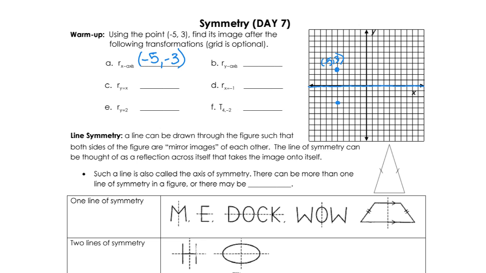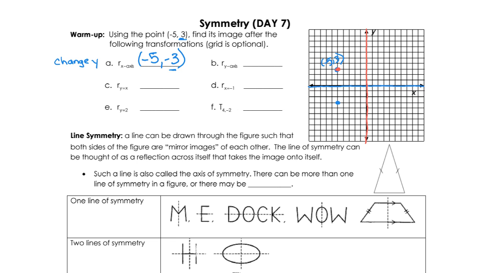Okay, remember the rule for reflecting in the x-axis is you actually change the y coordinate. Okay, so the 3 now becomes a -3. All right. Next one up, we're going to go back to our original point, (-5, 3), and we're going to reflect over the y-axis. So here's our y-axis.